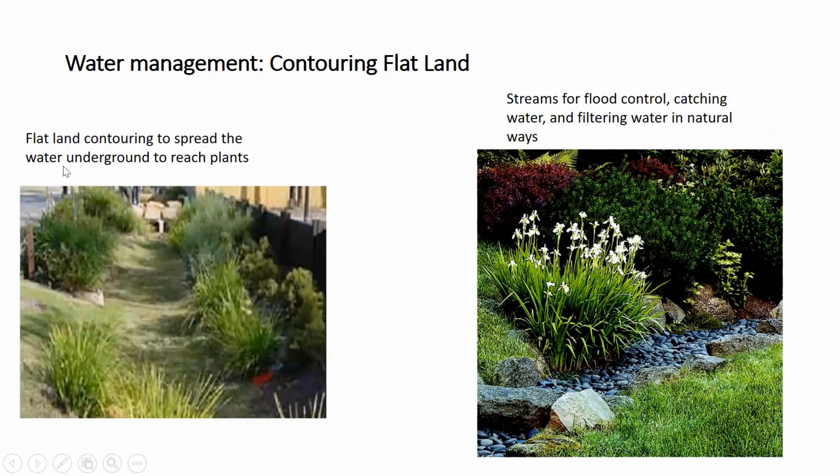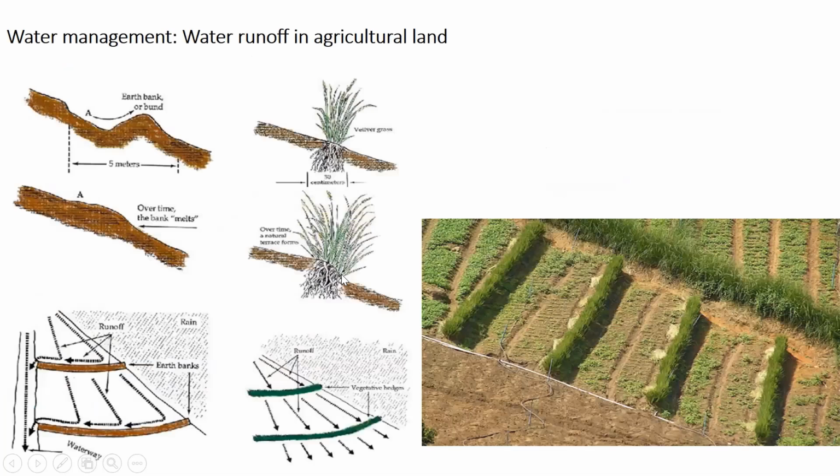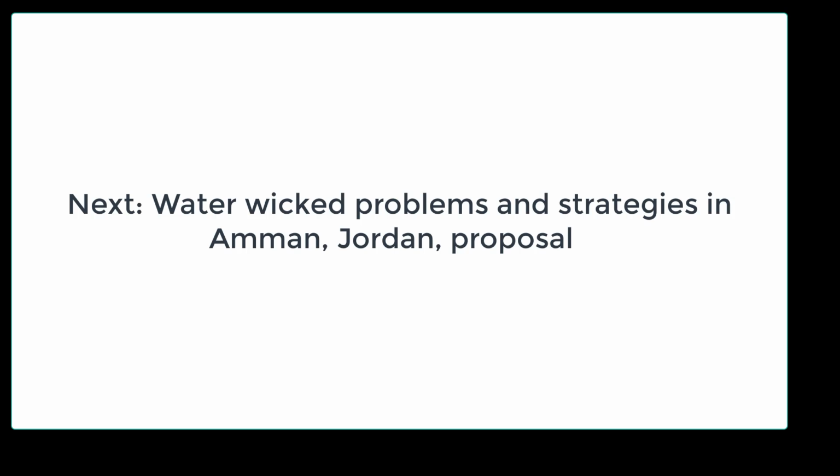Flatland can be contoured so that the water will spread under the ground. This is also called the swale system. Streams for flood control can also be used for filtering water in a natural way. So here's an example of how a swale could also be built in the street or on the sides for controlling water runoff. This is an example of how water runoff can also happen in agriculture, so more contouring, as we see over here.